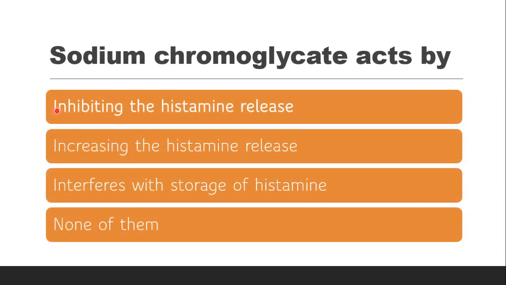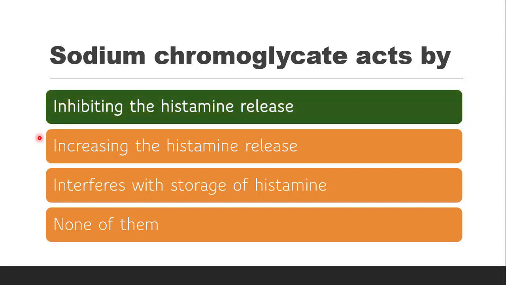Next question is, sodium chromoglycate acts by. What is the mechanism of action? The options are: it acts by inhibiting the histamine release, it acts by increasing the histamine release, it interferes with the storage of histamine, or none of them. The correct answer is sodium chromoglycate acts by inhibiting the histamine release. That means it will stop the histamine release and it will act as basically an anti-histaminic drug.